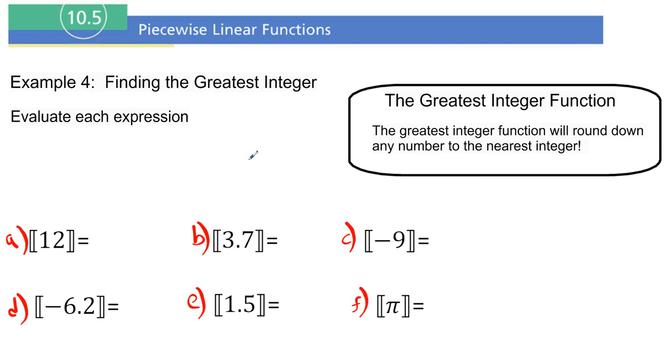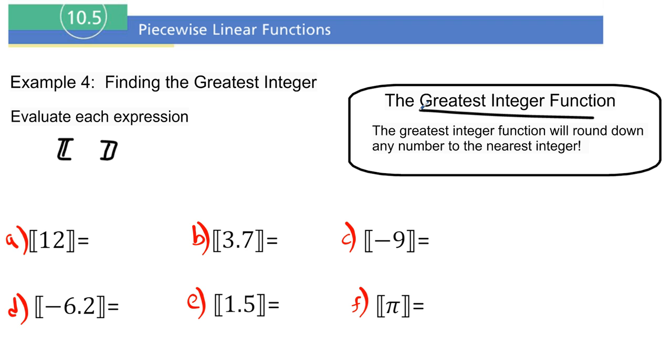All right, let's go ahead and check this little guy out right here for example number 4. We want to go ahead and find the greatest integer. And the way that we notate the greatest integer is by this notation right here, where we have these little brackets with the little vertical line going down. So that's our notation for finding the greatest integer.